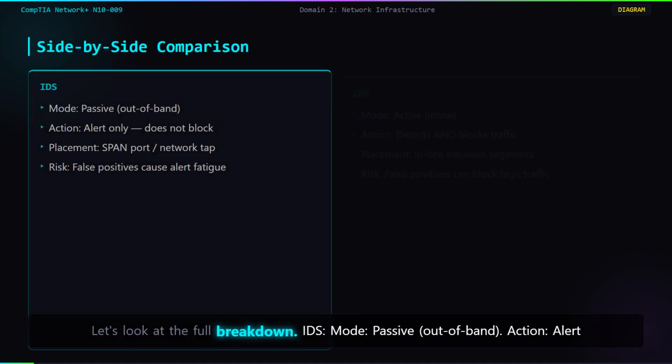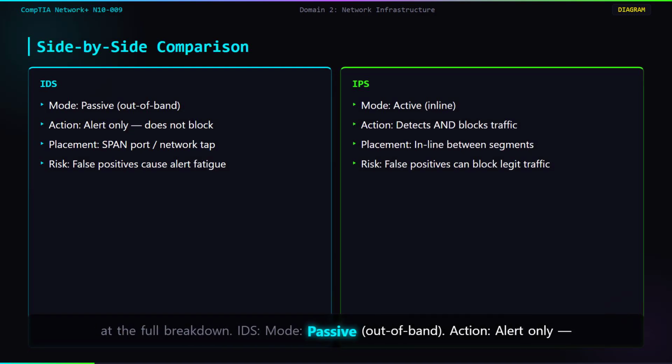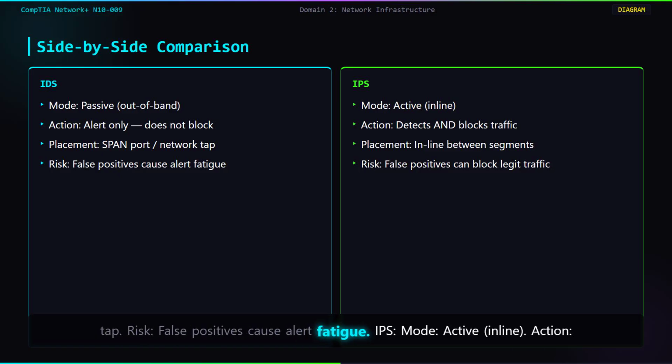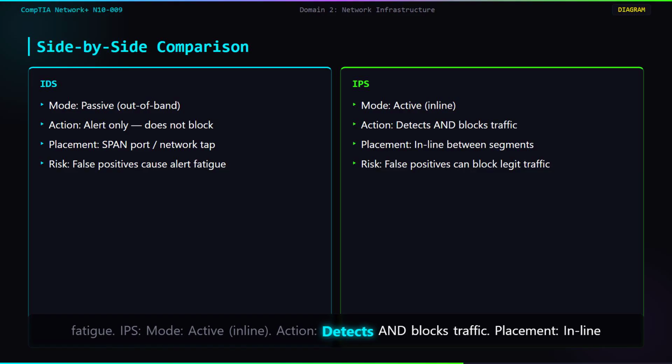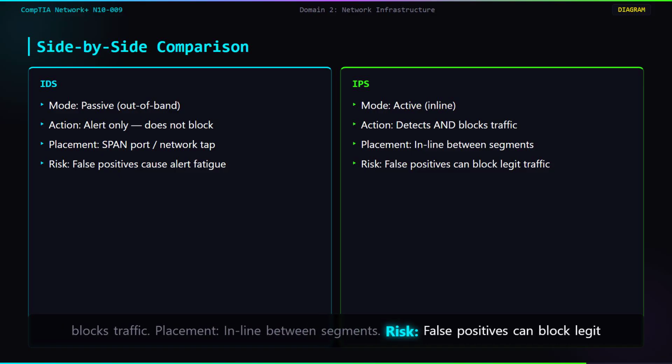Let's look at the full breakdown. IDS, mode, passive, out of band. Action, alert only, does not block. Placement, span port, network tap. Risk, false positives cause alert fatigue. IPS, mode, active, inline. Action, detects and blocks traffic. Placement, inline between segments. Risk, false positives can block legit traffic.